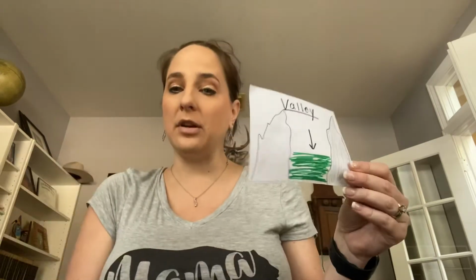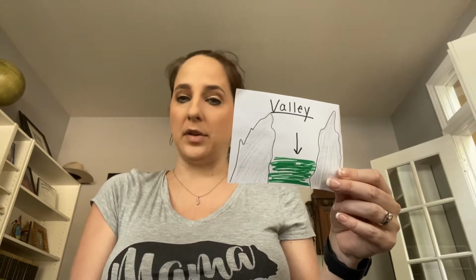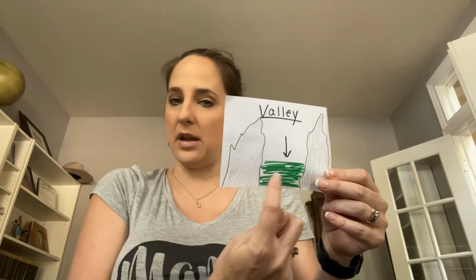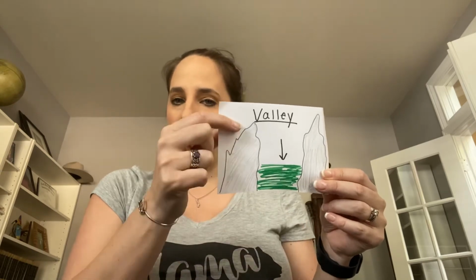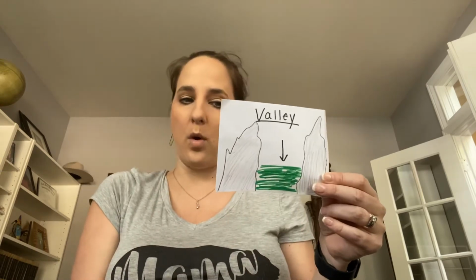We're also going to be learning about a valley. A valley is lowland between mountains or hills. So this part right here would be the valley, and then these would be your hills or your mountains. Okay, so those are our vocabulary words that we are going to be learning about.